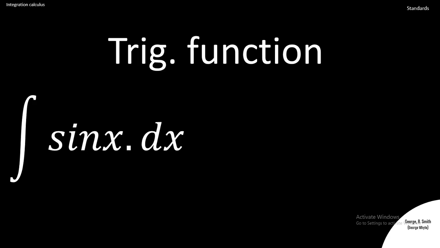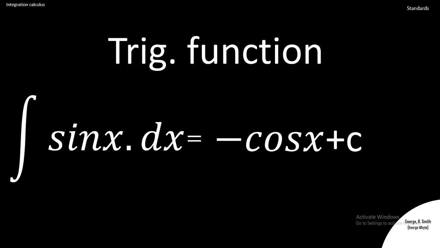Now if you recall in derivatives, if you differentiate the sine function, you get cosine. If you differentiate cosine, you have minus sine. So here, when you integrate the sine function, you're going to get minus cosine x, then as usual plus c. That's for the sine function.